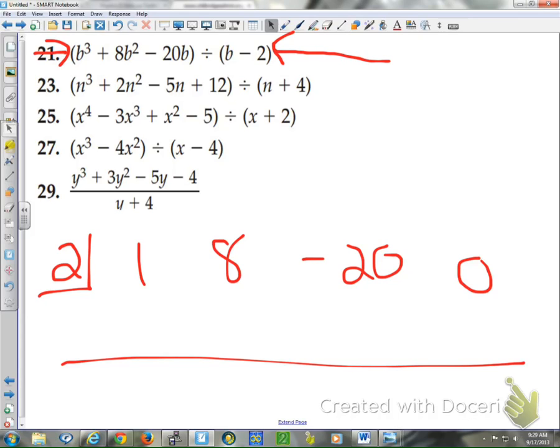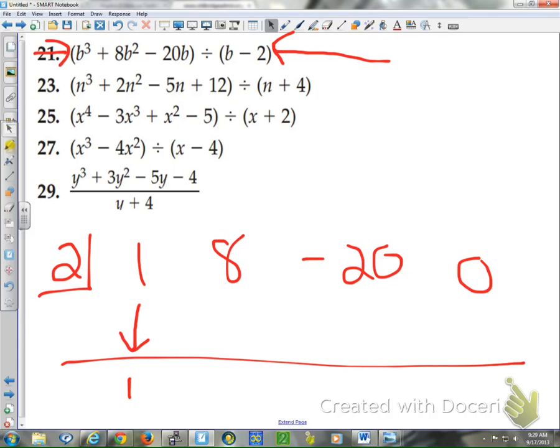All right, now give yourself a row, and then put a line. Now again, if you follow along, this process is quite simple. If you don't, you're going to look at me like it's Chinese. The first number always comes straight down. 1.